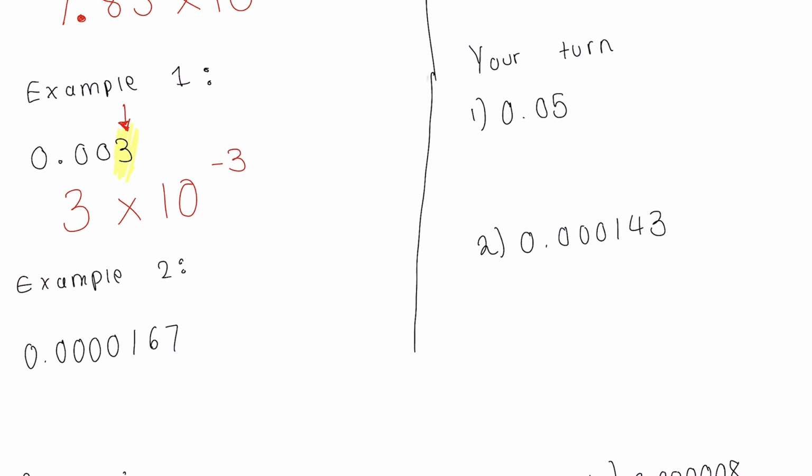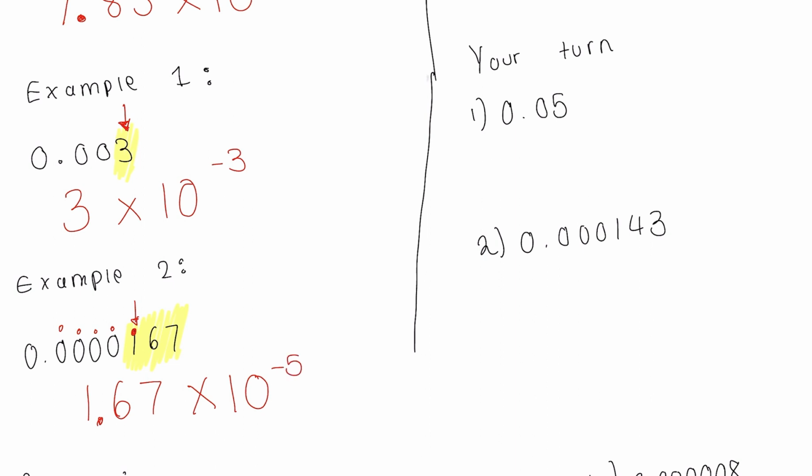Let's have a look at this second one. Looking at the numbers after all the zeros, I've got 167. I can't put 167, so I'm just going to have the little decimal there. And then, like we said, it's what place value the first number's in. My first digit is 1, and it's in not the first, not the second, not the third, not the fourth, but the 5th decimal place. So it's going to be to the power of -5.